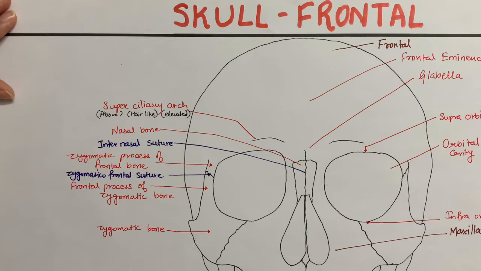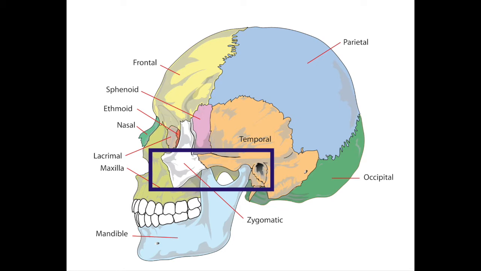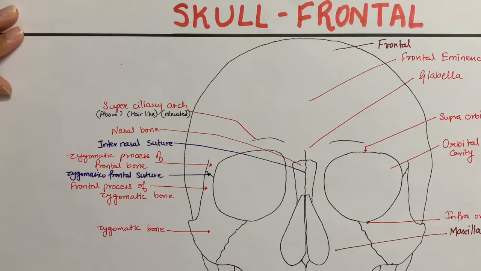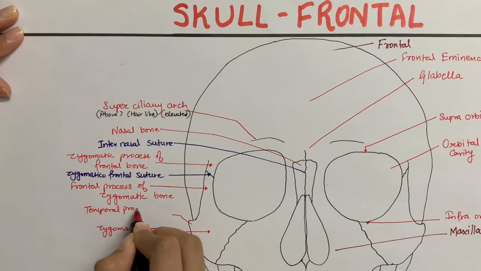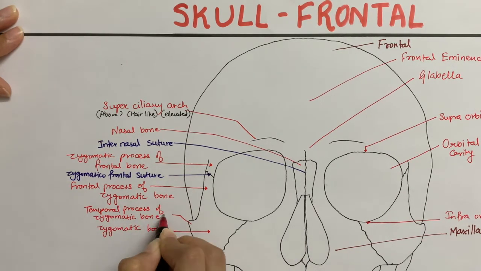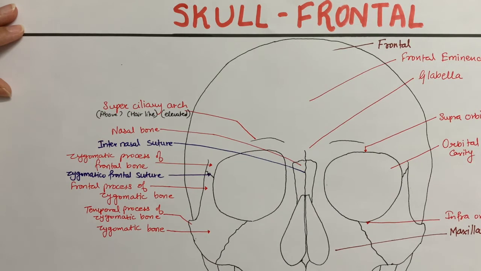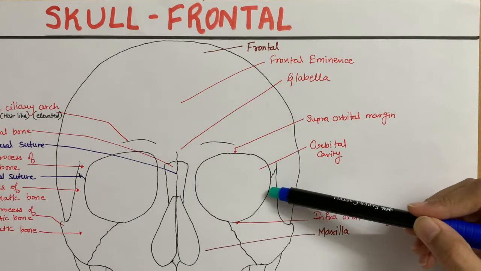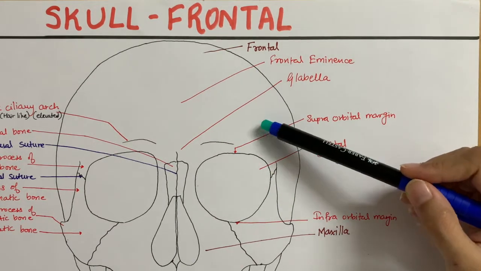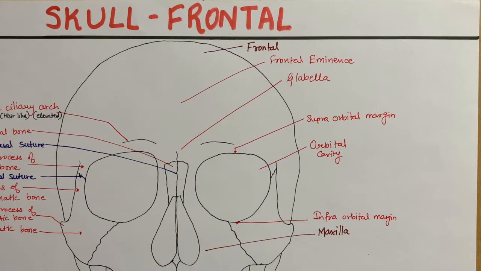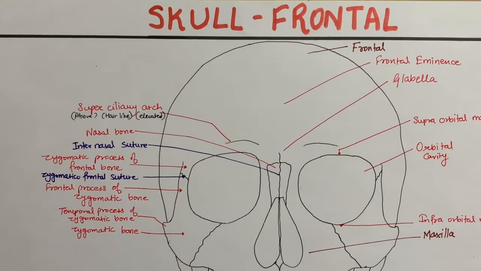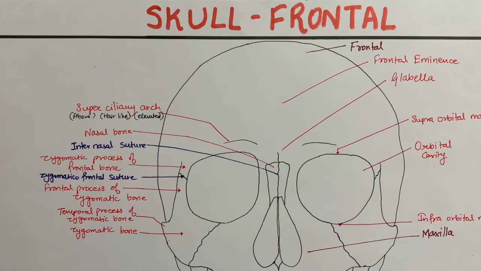The process that extends towards the temporal bone, here I'm going to show you the lateral view so it's easy to understand. This process is known as the temporal process of the zygomatic bone. For the processes, just remember to which bone the process is going and of which bone the process belongs. So if the process is going to the frontal bone and the process belongs to the zygomatic bone, the name would be frontal process of the zygomatic bone. I hope that's helpful to understand.